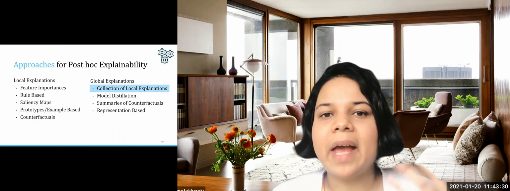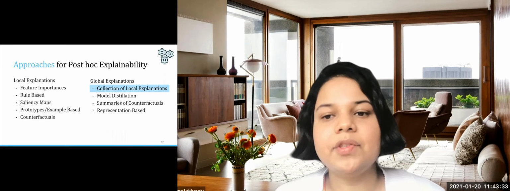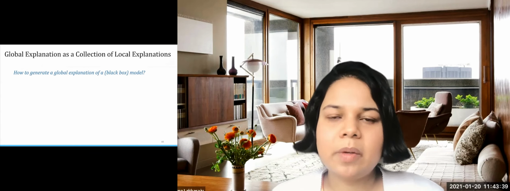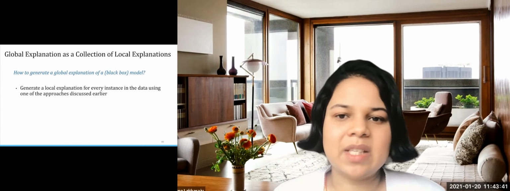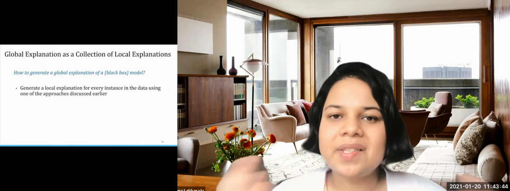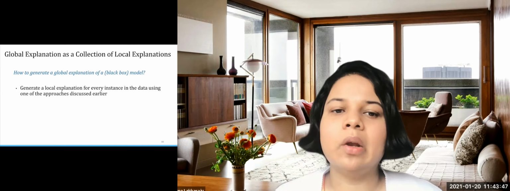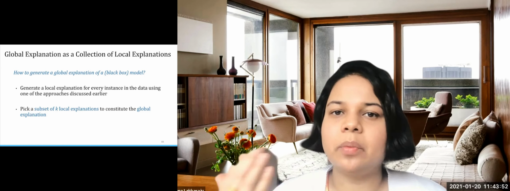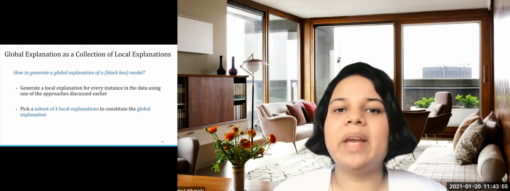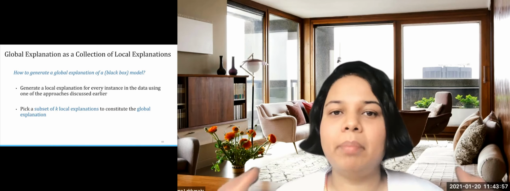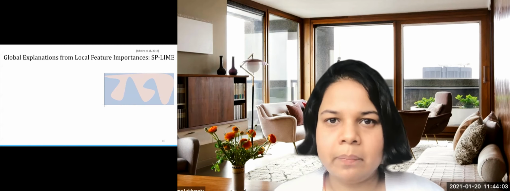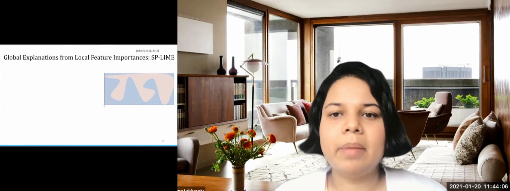Now, let's look at some of the approaches that have been proposed to actually construct global explanations. The first idea is to think of global explanations as some collection of local explanations. And how do we do that? The first step would be to generate a local explanation for every instance in the data using one of the approaches that we discussed earlier. And then once we have all these local explanations, we pick a subset of K local explanations which constitute the global explanation.